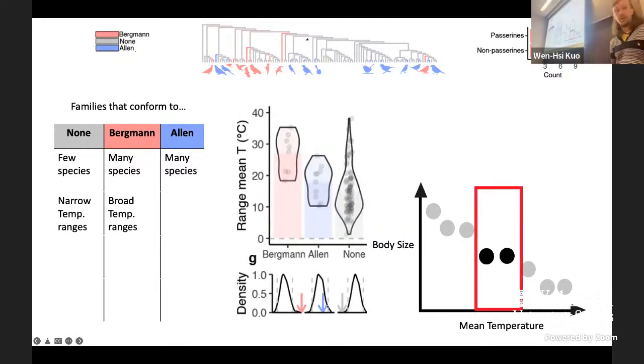For the same reason, families that only have a restricted temperature range, families that conform to neither rule, have narrower than expected temperature ranges, and families that conform to Bergmann's rule had broader than expected temperature ranges. Again, this makes sense because in order for us to detect a true conformity, we want to sample across a wide space of this temperature gradient, right? Again, if our samples only cover a restricted space, we might not be able to detect a true conformity.